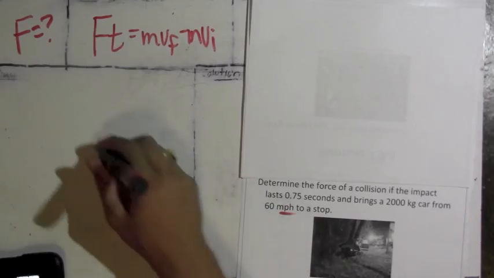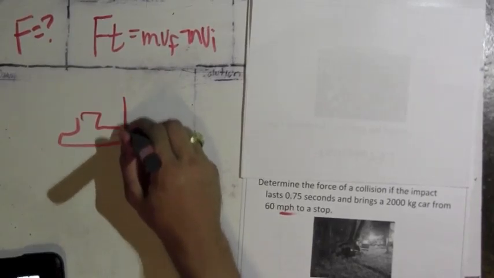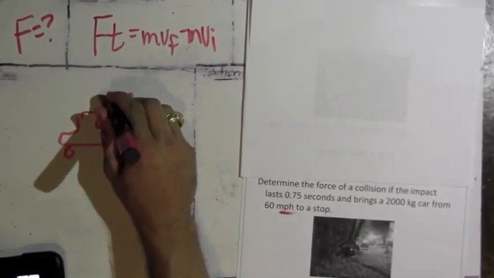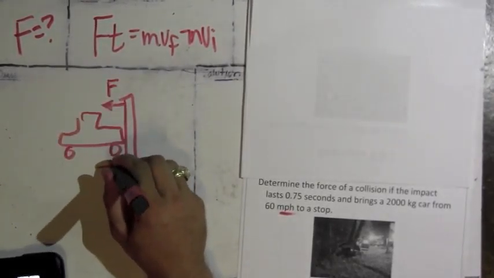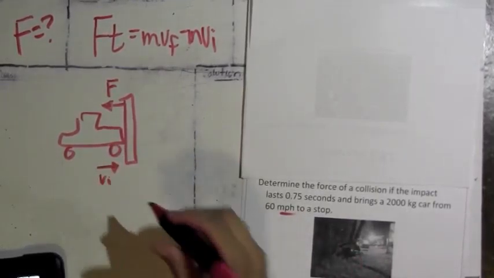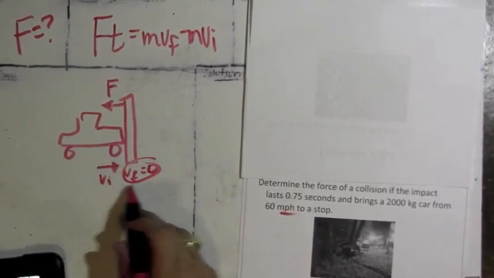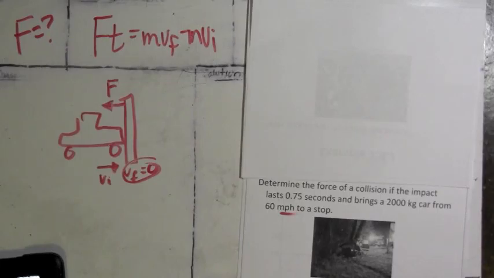So basically what we have is a car that's crashing into, say, a wall, and the force is going to be exerted in this direction to bring the car to a stop. So you have an initial velocity, and then it says it brings the car to a stop, so our final velocity is going to be 0. Because you're changing the velocity to the left, the force has to be to the left as well.